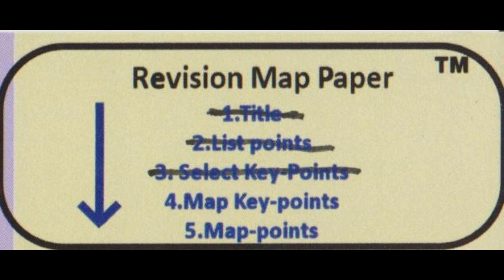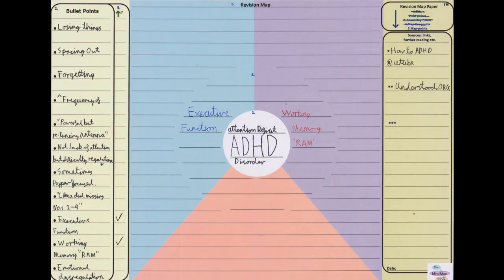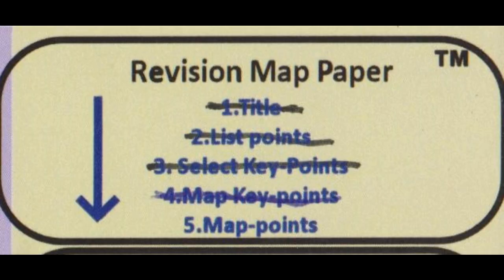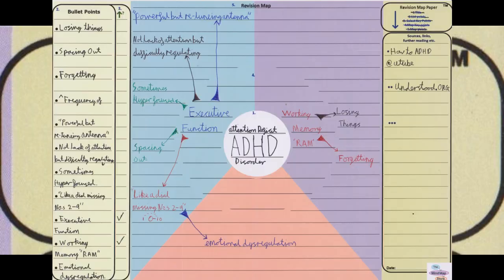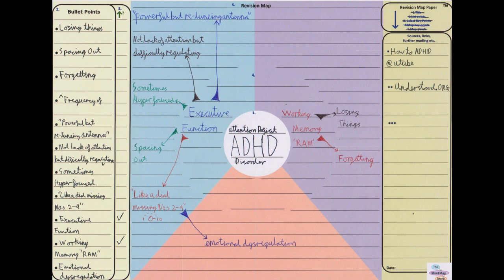4. Put your key points surrounding the centre. 5. List your other bullet points in the remaining space. Consider using different colours to add more of a visual impact.